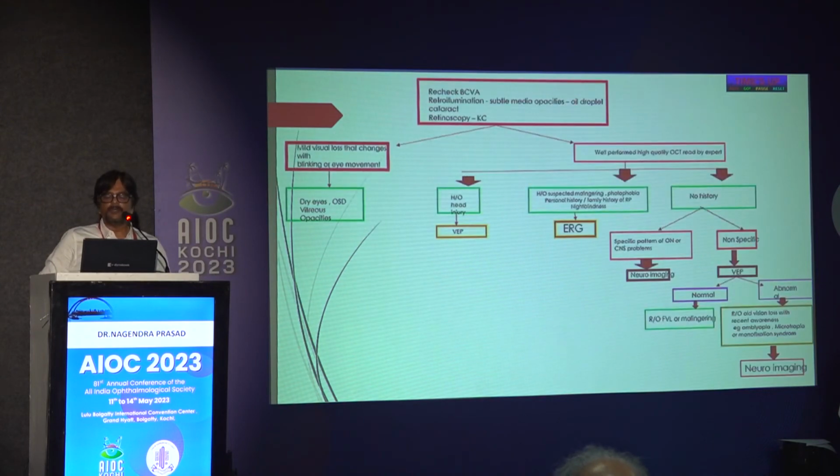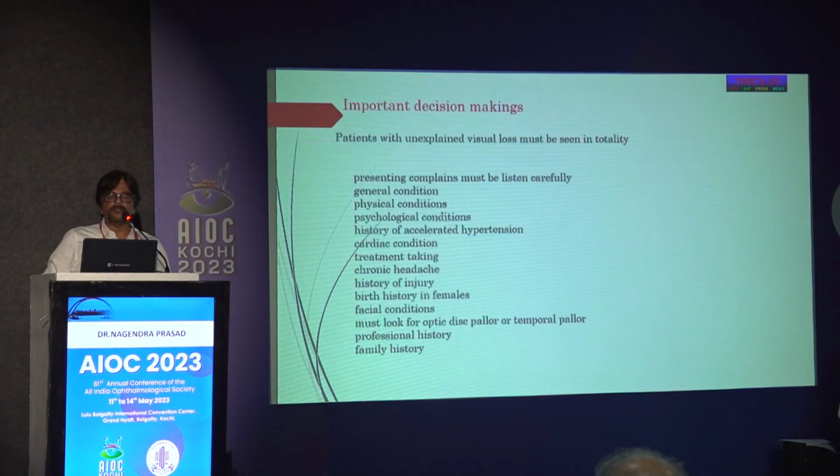Go for ERG if there is suspected photophobia, personal history, or family history of RP or night blindness. If no such history, but a specific pattern of optic nerve is seen or there is any CNS history, then go for neuroimaging. If nothing is specific, go for VEP. If it is normal, then rule out malingering, and if abnormal, rule out old vision loss with recent awareness, and amblyopia, which I have already explained in our previous slides. Microtropia or monofixation syndrome, if not there, go for neuroimaging.